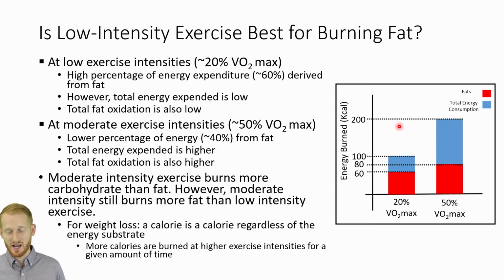That's twice as much energy that's being burned. That means over time, if you do this, you're going to burn twice as much fat. So you're going to lose twice as much weight if you do this higher exercise intensity with the doubled calorie expenditure. So again, it doesn't matter where the calories are coming from during the exercise bout as far as weight loss. All that matters is that you're losing calories.